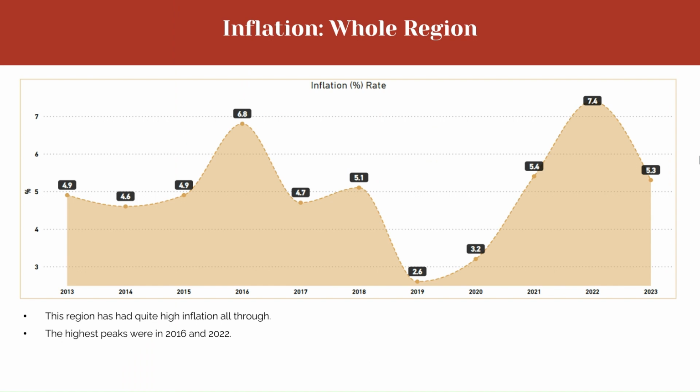Then we move to inflation, and here inflation is CPI inflation. And so, considering CPI inflation for the whole region, you can see that what's charted here is the median of the inflation rates for the region. And considering this, you can see there were peaks in 2016 at 6.8% and 7.4% in 2022. In 2019 there was a drop, but then since 2020 it's been going up, but then last year it also started easing again. So we can say it's had quite high inflation all through, with the lowest being 2019.